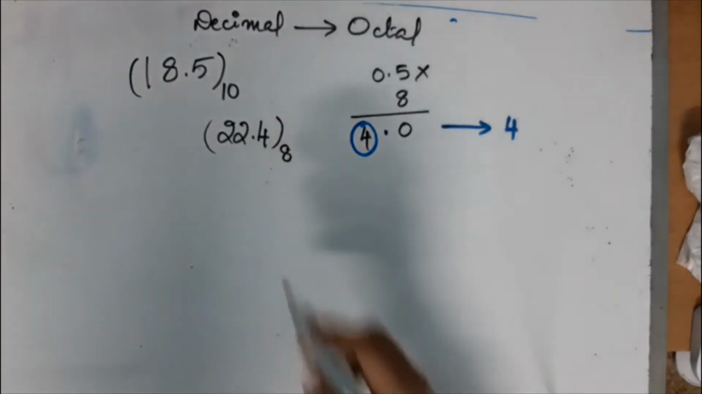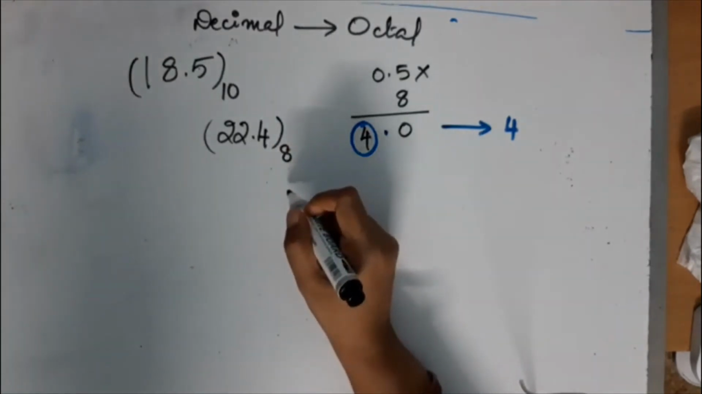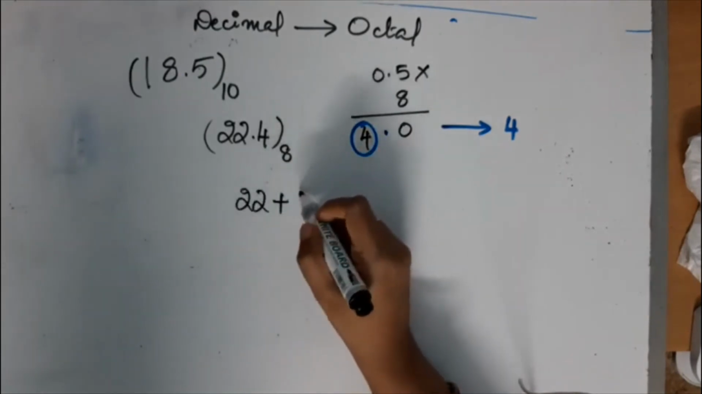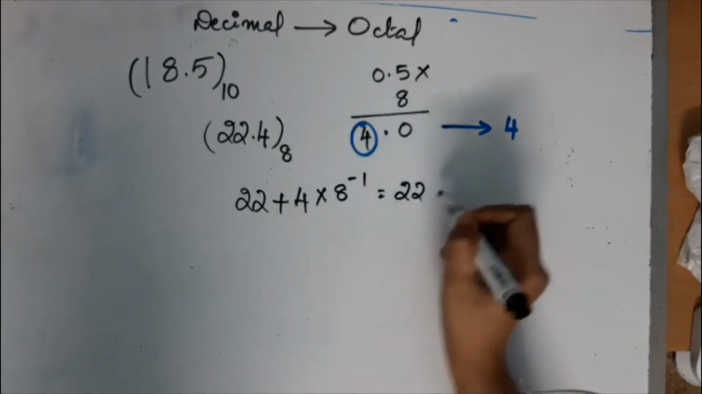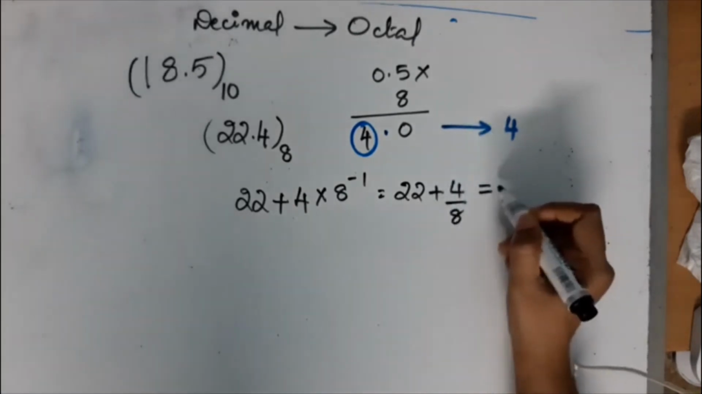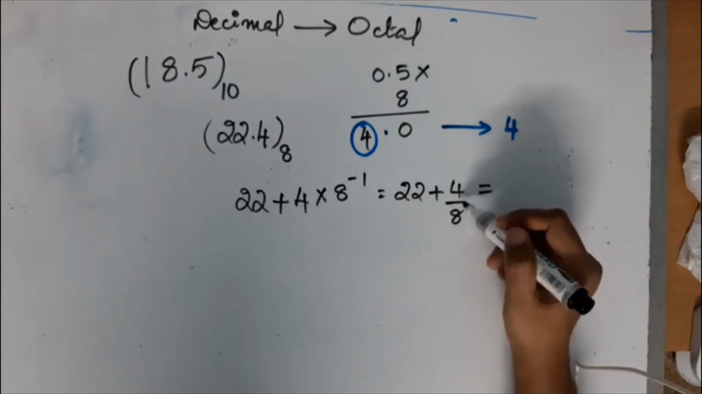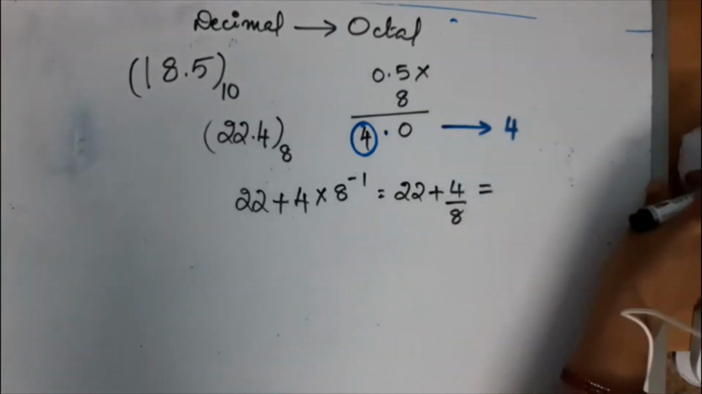So we can check it. 22 we have already checked. 4 has a weight of 8 raised to minus 1. So 22 plus 4 into 8 raised to minus 1. So that is 22 plus 4 by 8. So that is 4 by 8 is 1 by 2. 1 by 2 is 0.5. So 22 plus, what did I do? Sorry.